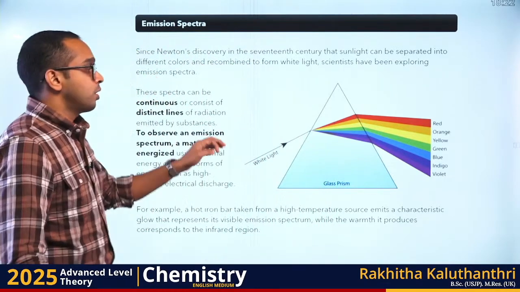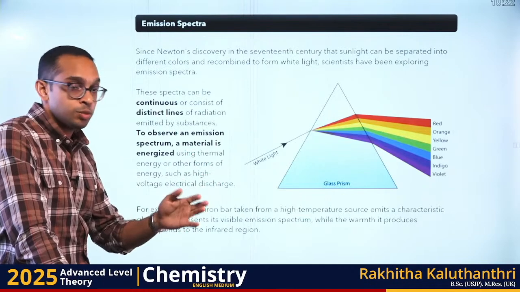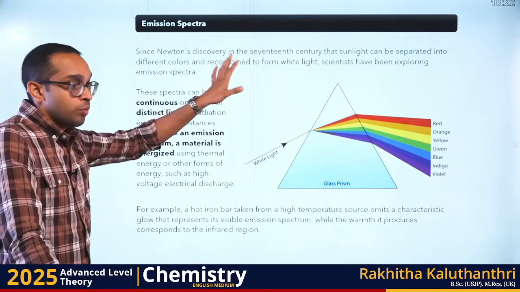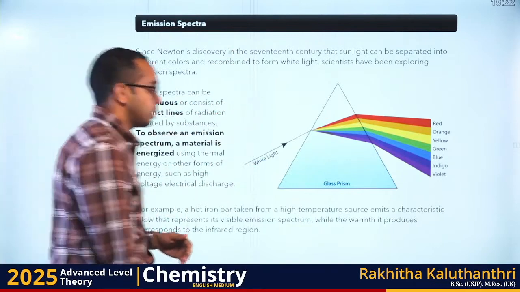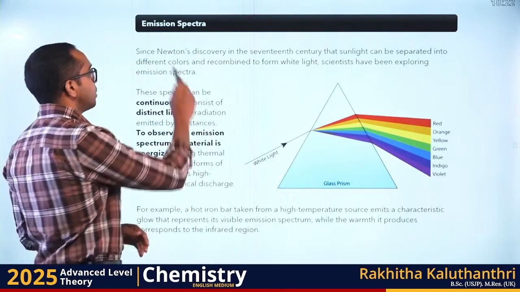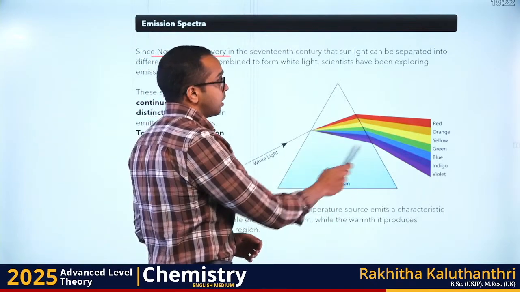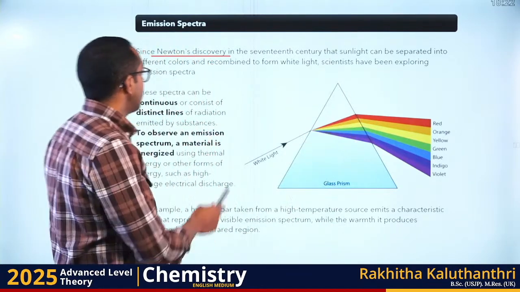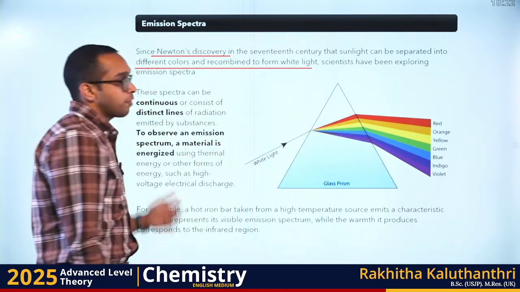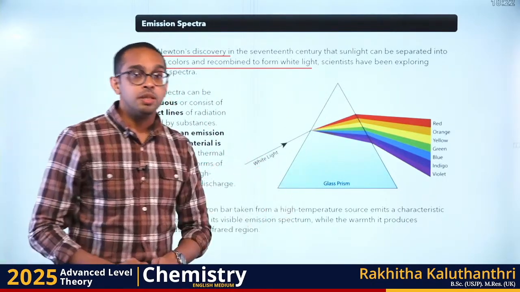So before we move directly into hydrogen's emission spectrum, which is the main emission spectrum we are going to be talking about throughout this part of the lesson, we'll learn about what led to this particular emission spectrum. So Newton actually discovered that sunlight can be separated into different colors and recombined to form white light. After that point onwards, scientists were somewhat interested in experimenting with this phenomenon.